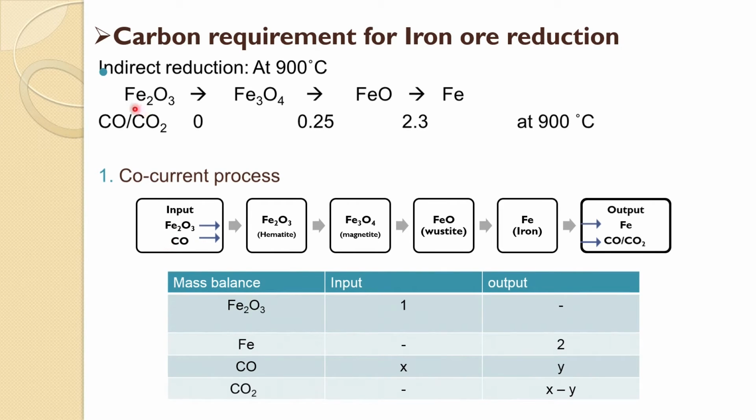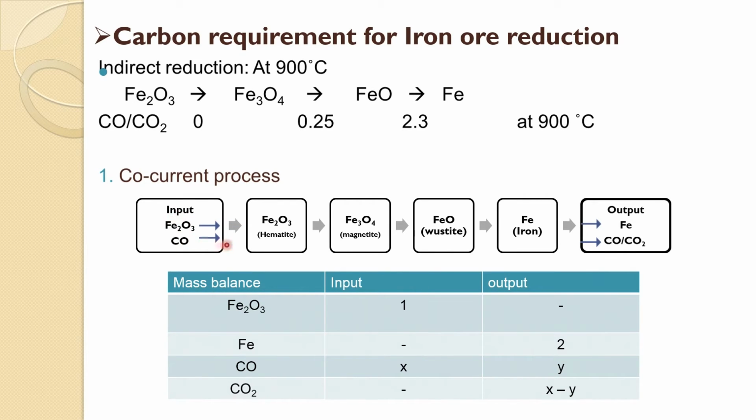So, now we are considering that Fe2O3 and CO. Before coming to this, you need a CO-CO2 ratio almost negligible to reduce hematite to magnetite. Then you need 0.25 from magnetite to wustite, and wustite to iron, 2.3 at 900 degrees Celsius, assuming the ratio in the product gas is 1.5.